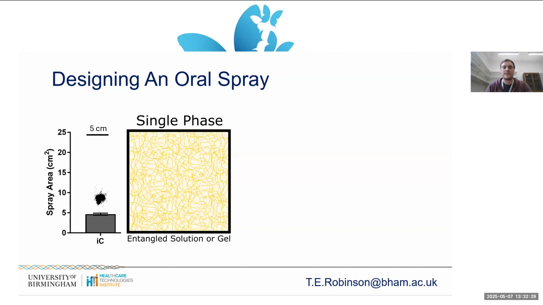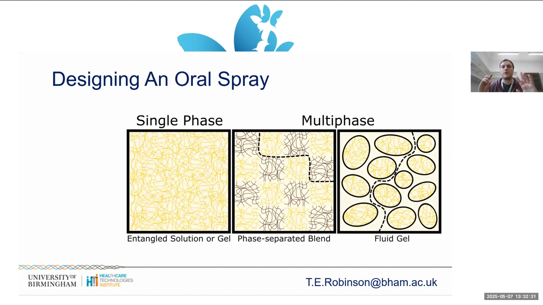So what we wanted to do is think about, why don't we go from a single phase material, so that entangled solution, that Super Noodle structure, to some more multi-phase systems. So systems where there's multiple things going on.